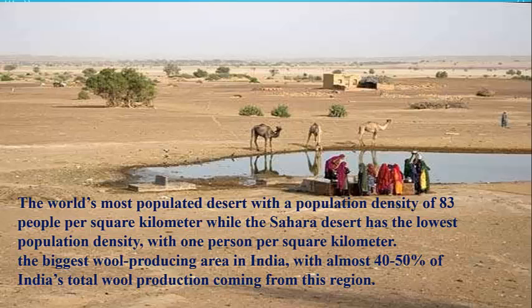You know, Thar Desert is the world's most populated desert with a population density of 83 people per square kilometer, while Sahara Desert has the lowest population density in the world, with 1 person per square kilometer. It is also the biggest wool producing area in India, with almost 40 to 50% of India's total wool production.